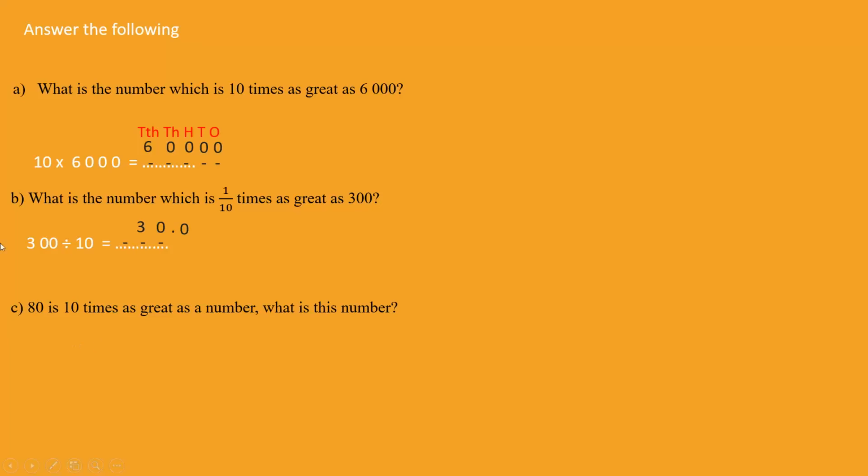80 is 10 times as great as a number. He asked about the number. So 80 equals 10 times what? This is the meaning of the question. What is the number which multiplied by 10 to get 80? Okay, so we are going to make 80 divided by 10 and write the places. And if we divide by 10, it means we will move to the right. It will be 8.0.